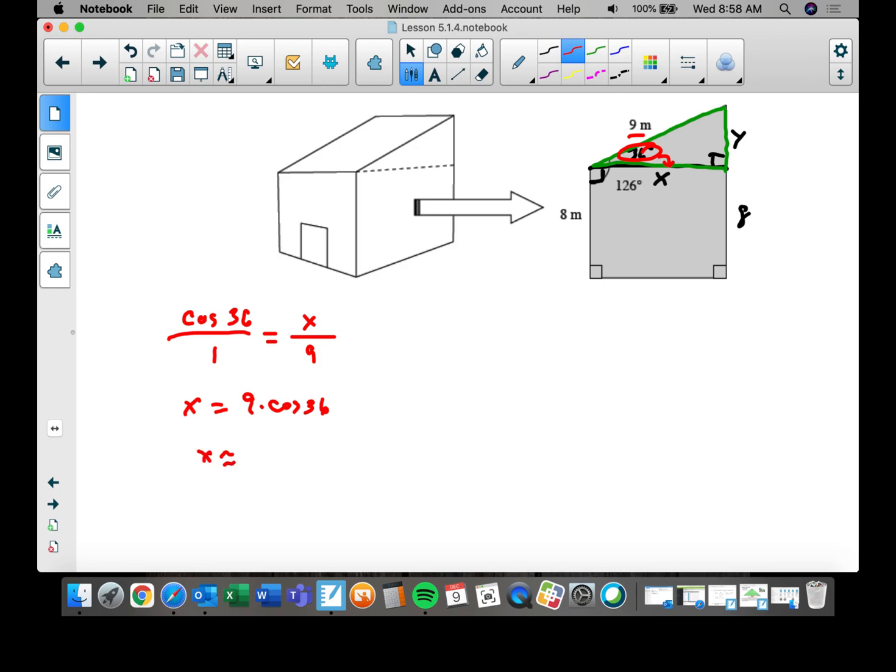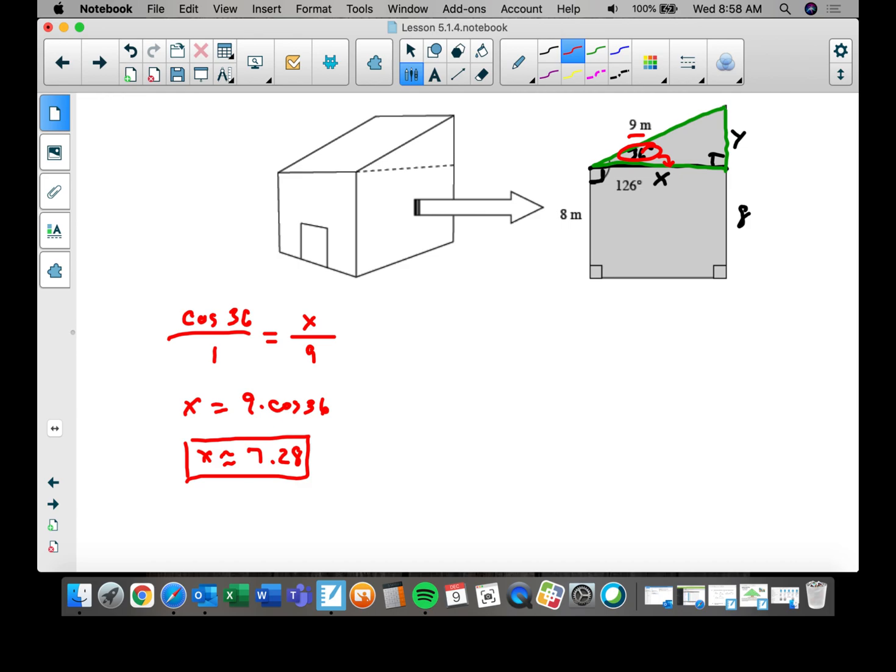And now x is already by itself, so I can type that in, 9 times the cosine of 36. I hit enter, and we get approximately 7.28 for that length. Okay? So now, at this point, I have enough information to find the area of the rectangle. I can take my base times my height. Okay, my length times my width. I can multiply the dimensions.